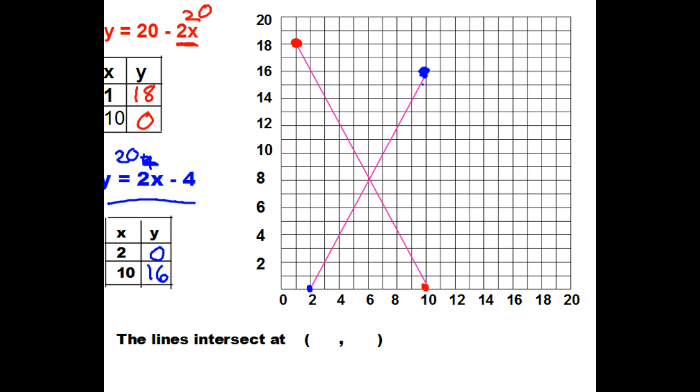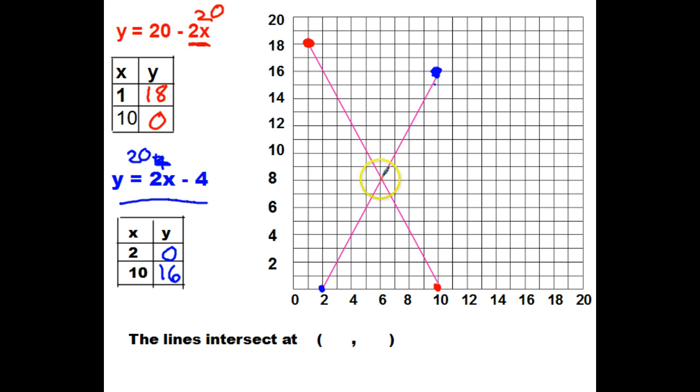And it looks like we've got an intersection right about there, which is at 6 to the right and up 8. 6, 8. Try it in the equations just to be sure. 20 minus 2x, so I put 2 times 6 is 12. 20 minus 12 equals 8. Put the 6 in here. 2 times 6 is 12. 12 minus 4 is 8.